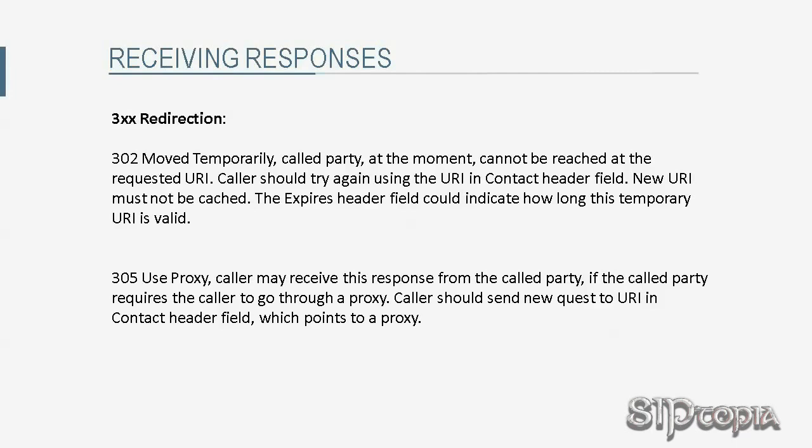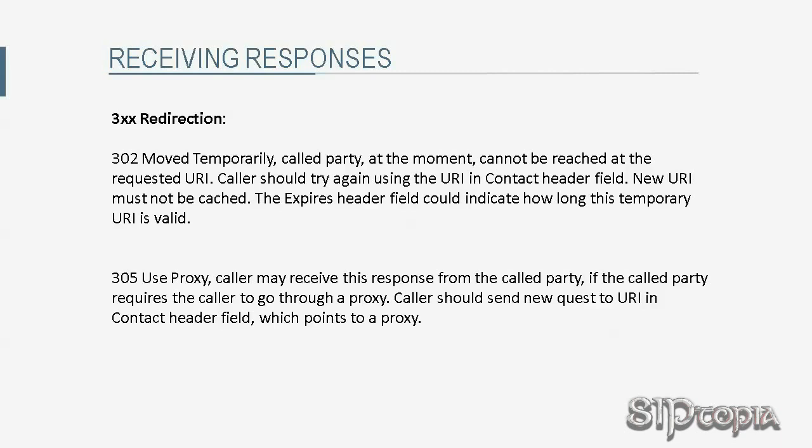305 Use Proxy. The caller may receive this response from a called party if the called party requires the caller to go through a proxy. The caller, after receiving this response, should send a new request to the URI in the response's Contact header field, which points to a proxy.